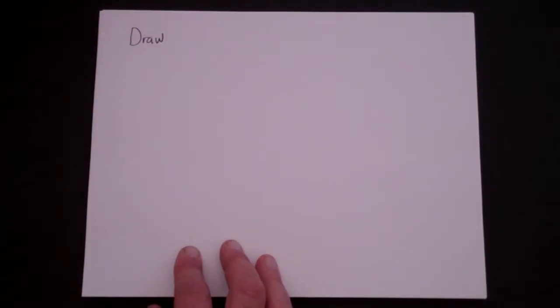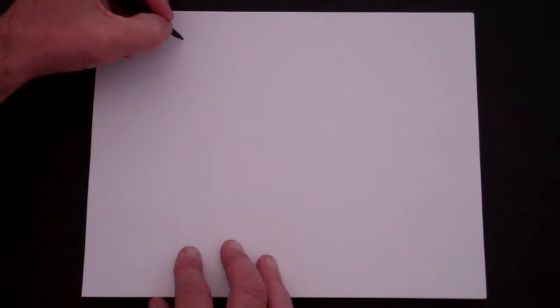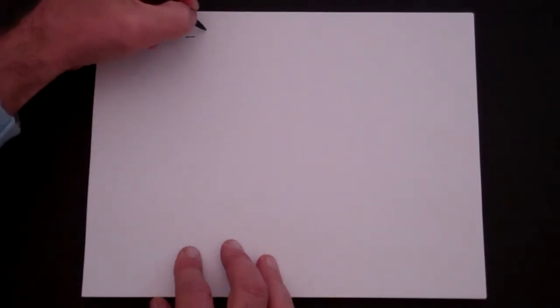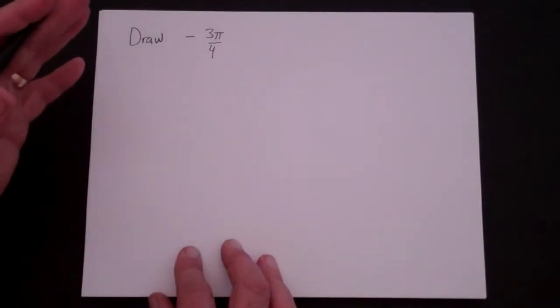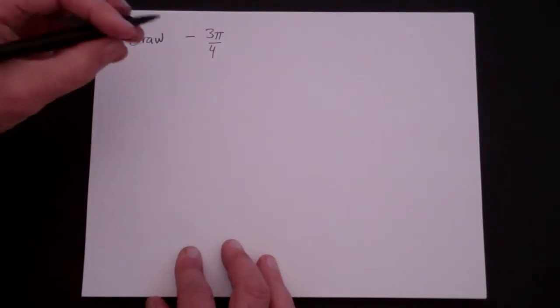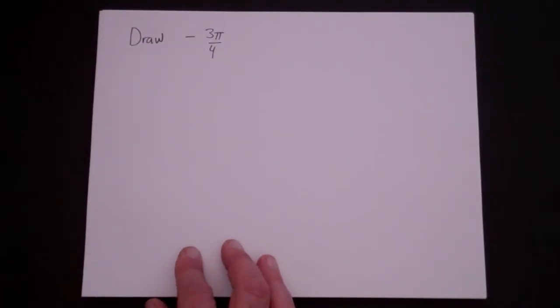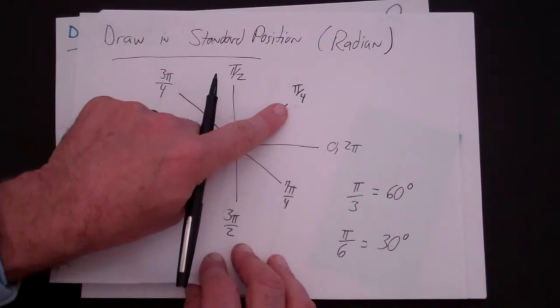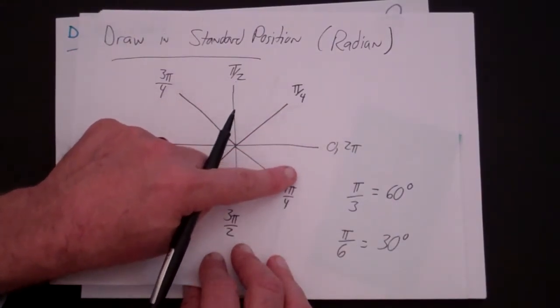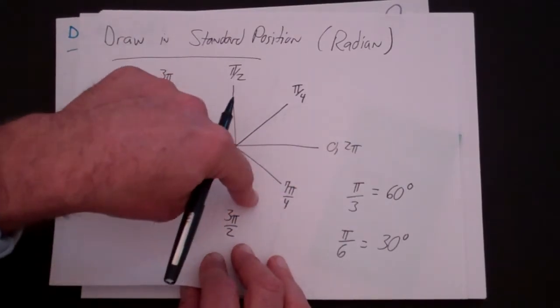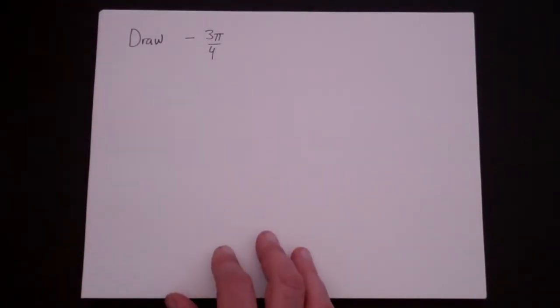So the easiest one that we do is when you want to draw one that you've already memorized. So let's draw minus 3 pi over 4. You could convert that to degrees, but if I think about what's going on here, this is pi over 4, but I'm going in a negative direction, so that's going to be minus 1 pi over 4, minus 2 pi over 4, minus 3 pi over 4.